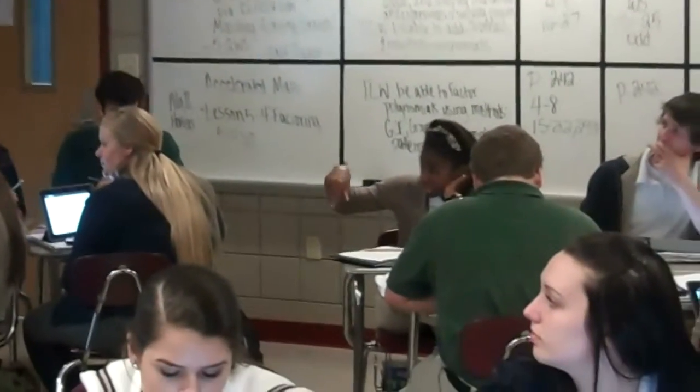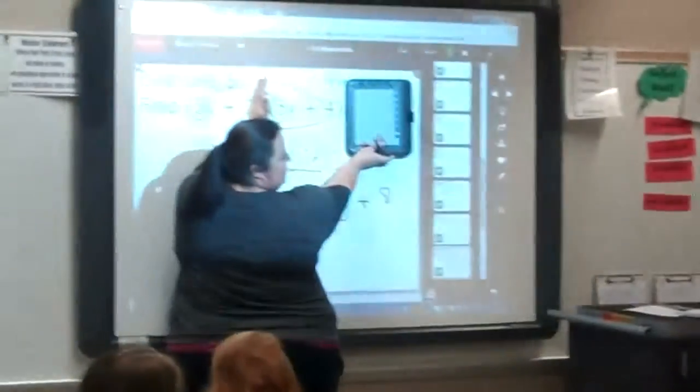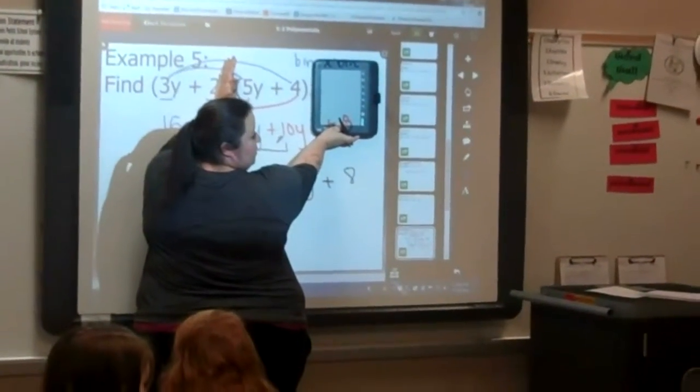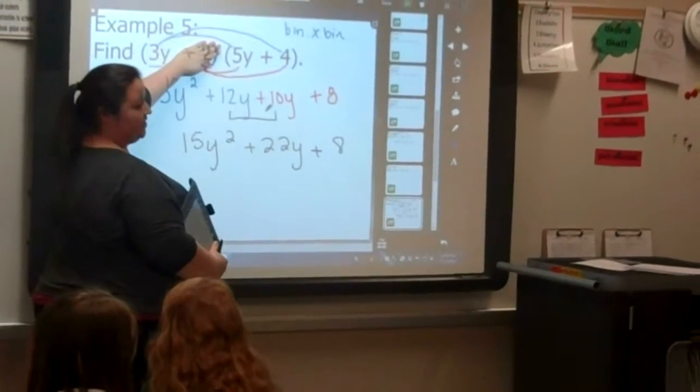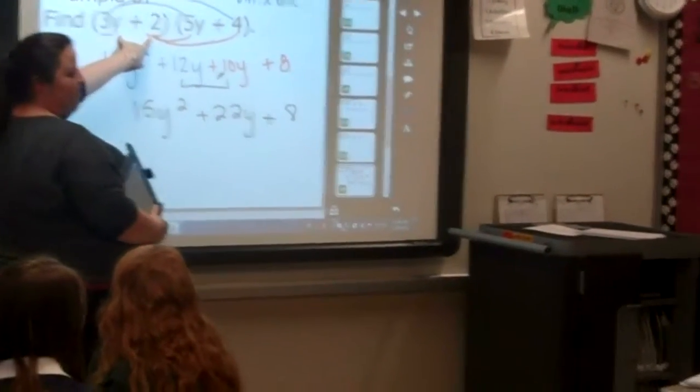Is it considered a binomial because they have two terms in the parentheses? Right. This is a binomial. That's a binomial. And if they didn't have the parentheses, it would be a binomial, if you just had this, yes. But because we have two separate terms, it's a binomial.